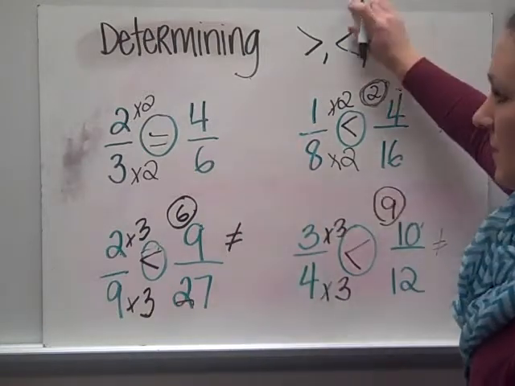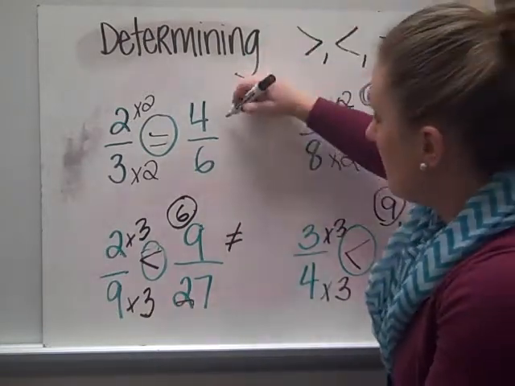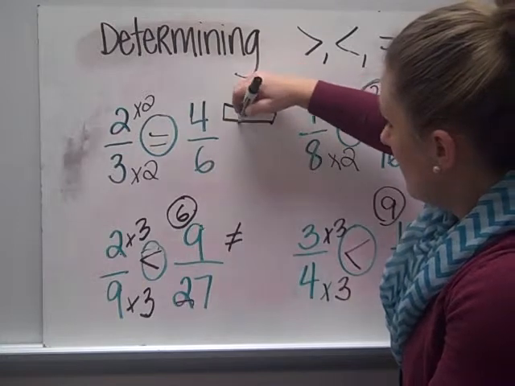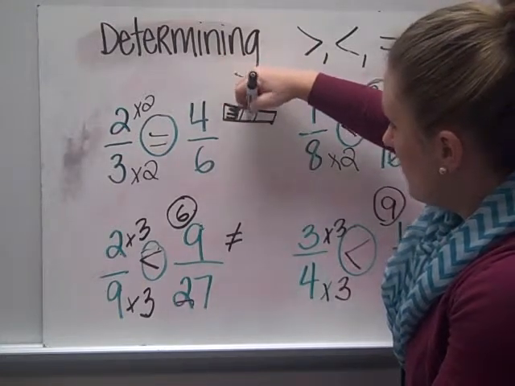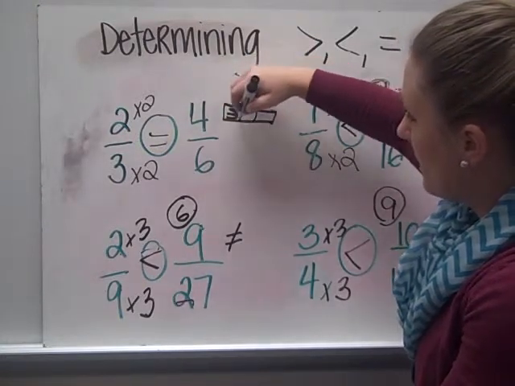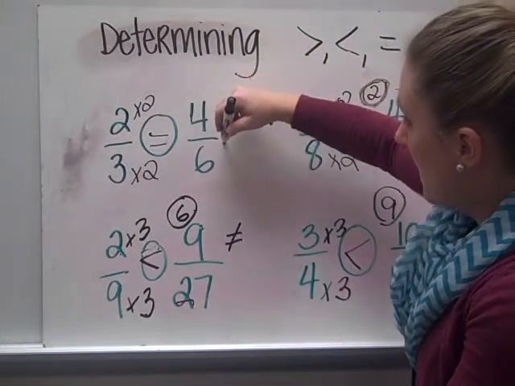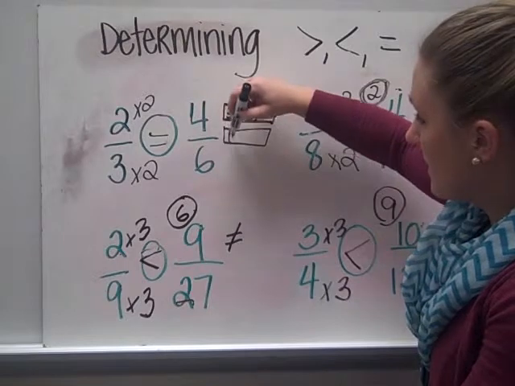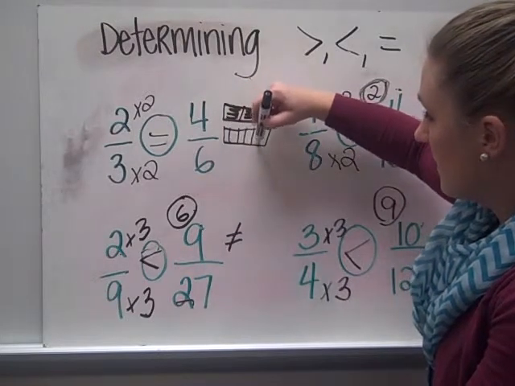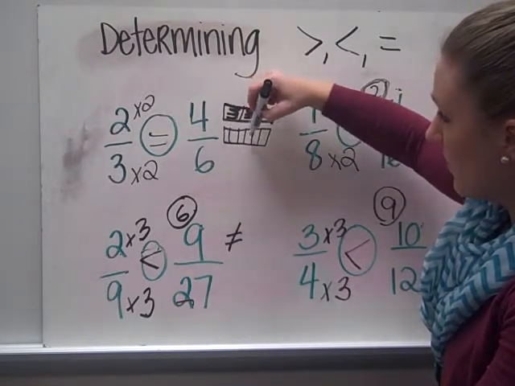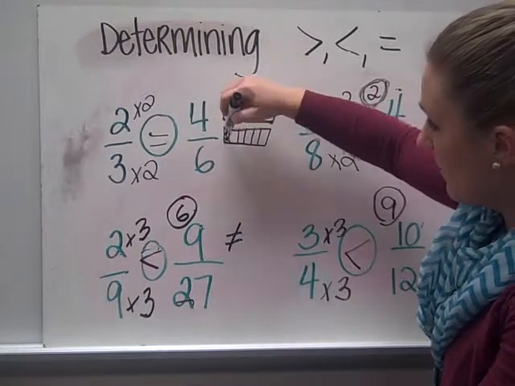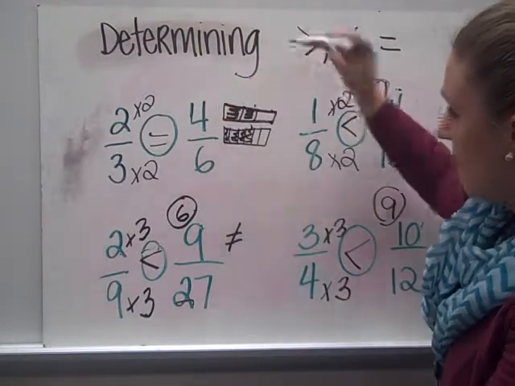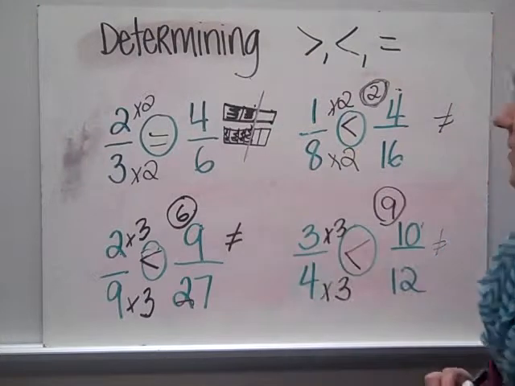If I were to draw 2/3, so I had 1, 2, 3 equal pieces. I'm going to shade 2 of them, and then using the same size bar, I'm going to break this into sixths. Okay, so I have 1, 2, 3, 4, 5, 6 equal pieces. I'm going to shade 4 of them, and you can see that they are indeed equal.